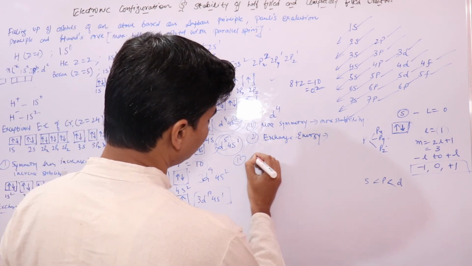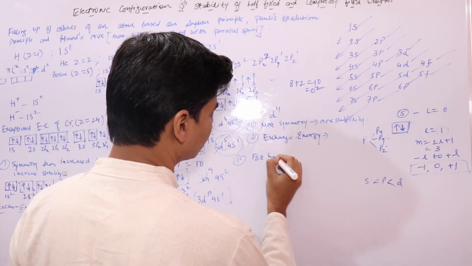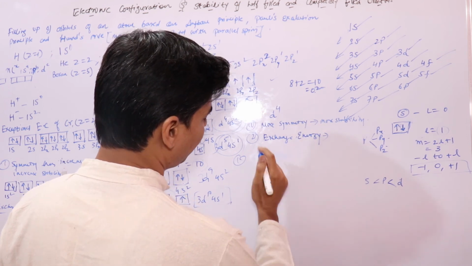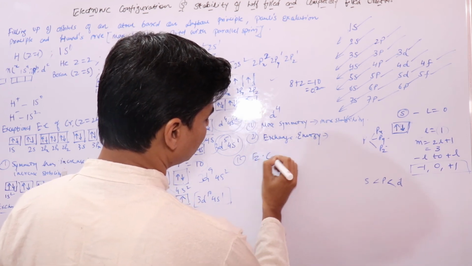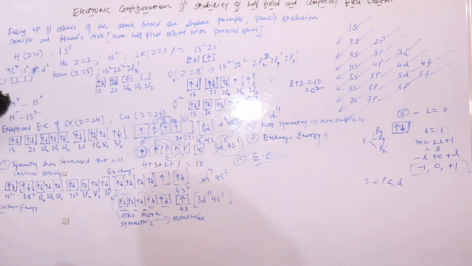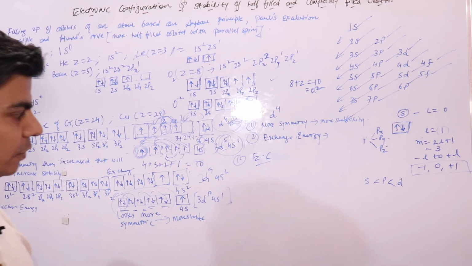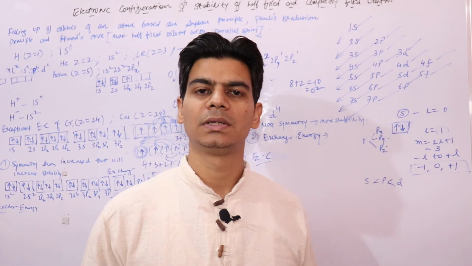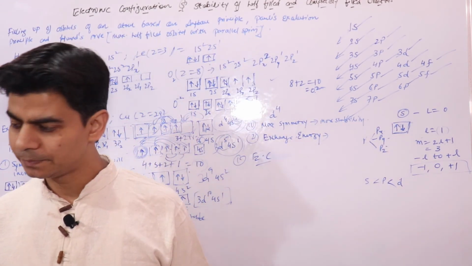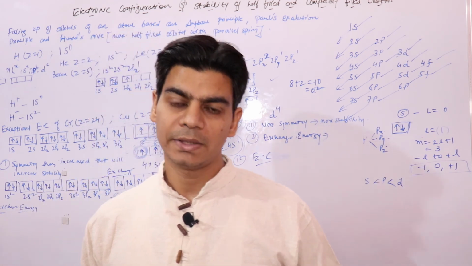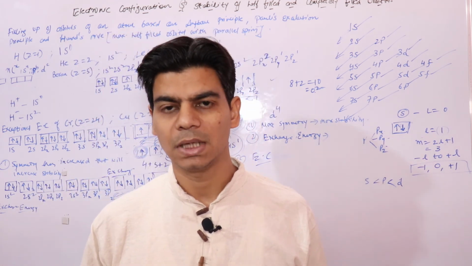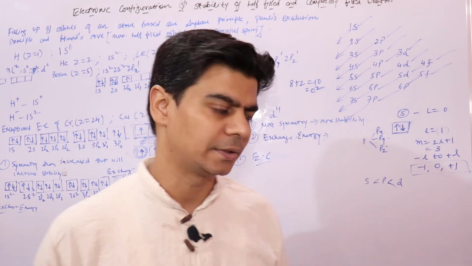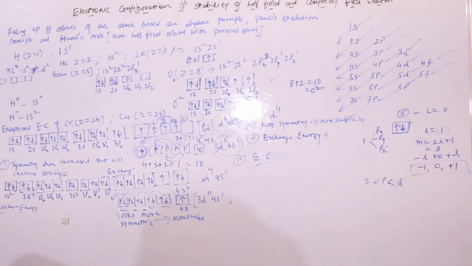What is the need for electronic configuration? This electronic configuration was finalized after we finalized the model of the atom, that is the wave mechanical model of the atom, or quantum mechanical model of the atom.